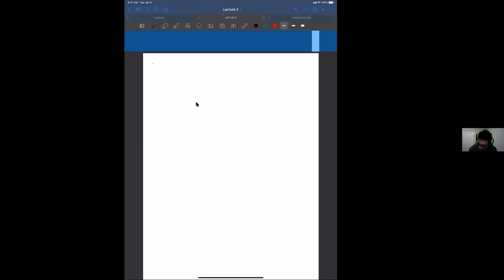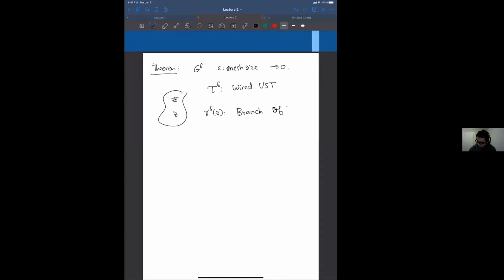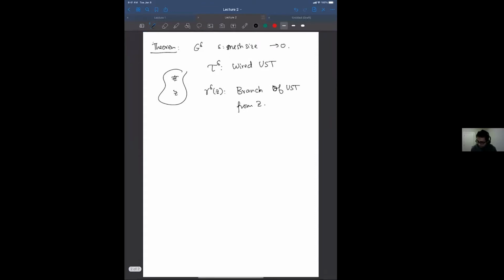So just to have a broad picture in mind of what we're going to do: you have a sequence of graphs converging, where delta is the mesh size, which goes to 0. And you have a wired UST here. For any z, let gamma delta z be the branch of the UST from z. I'm going to give more precise definitions in a minute.